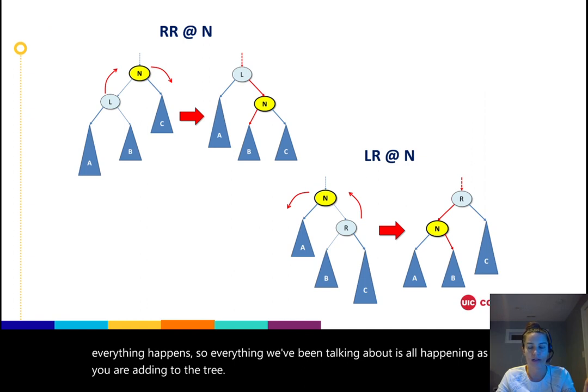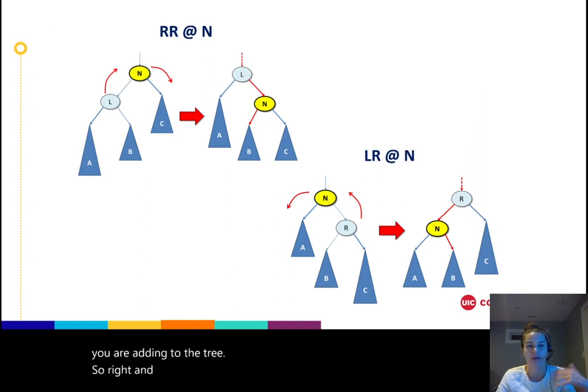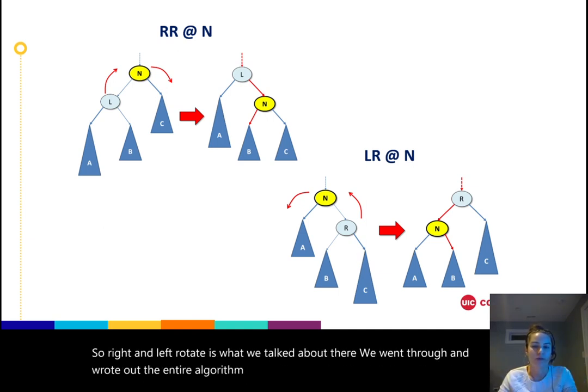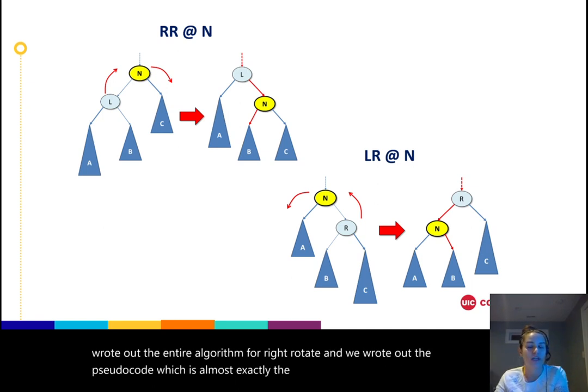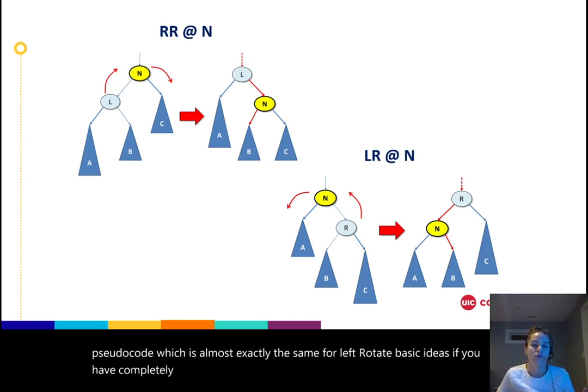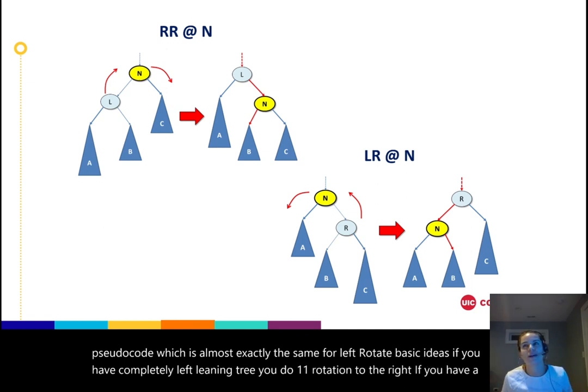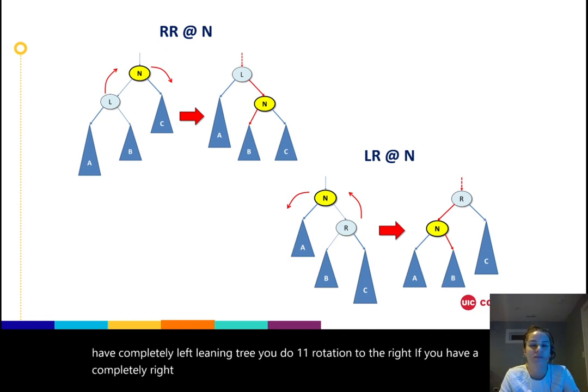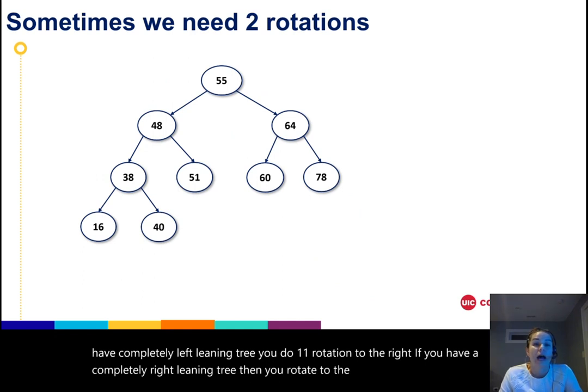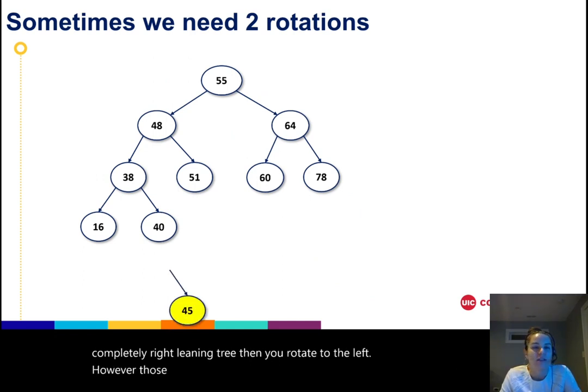Right and left rotate is what we talked about. We went through and wrote out the entire algorithm for right rotate, and we wrote out the pseudocode, which is almost exactly the same for left rotate. The basic idea is if you have a completely left-leaning tree, you do one rotation to the right. If you have a completely right-leaning tree, then you rotate to the left. However, those aren't the only two cases. Sometimes we need two rotations.